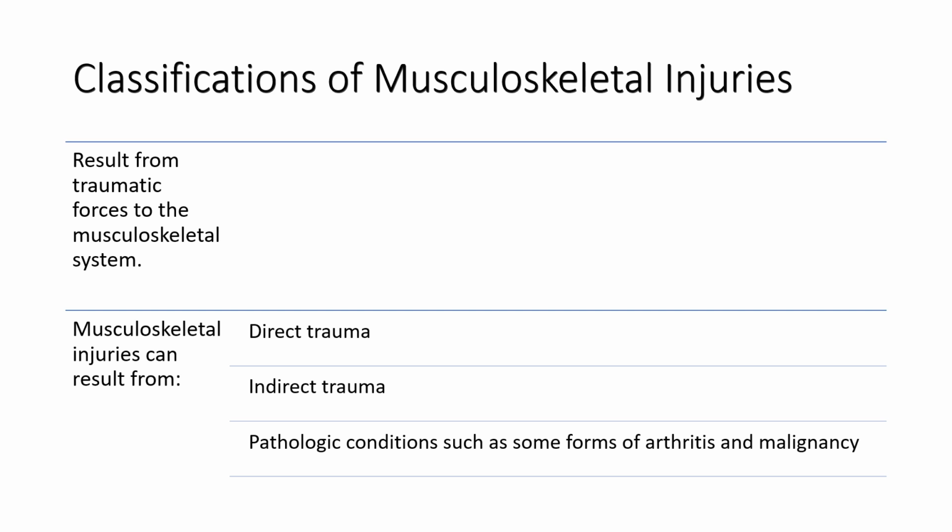Talking about the classifications of our musculoskeletal injuries. Any type of injuries, particularly when we're dealing with trauma, typically result from traumatic forces to the entire musculoskeletal system. It can result from direct trauma, indirect trauma, and pathological conditions such as arthritis, malignancy, and can be exacerbated by things like osteoporosis and other similar conditions.